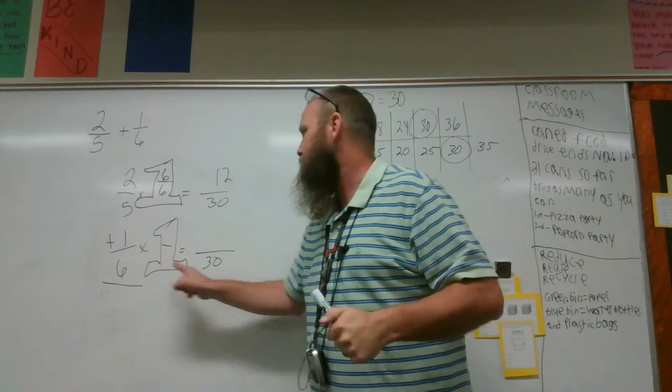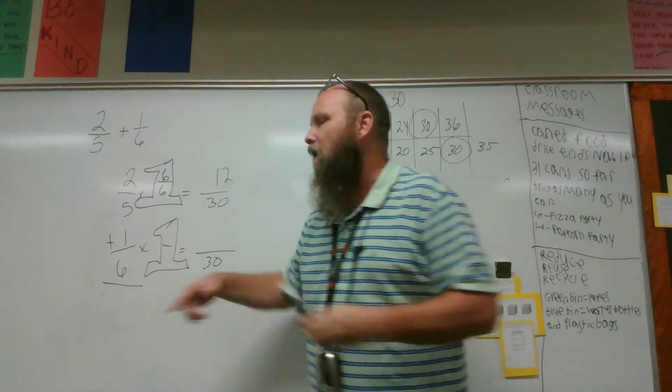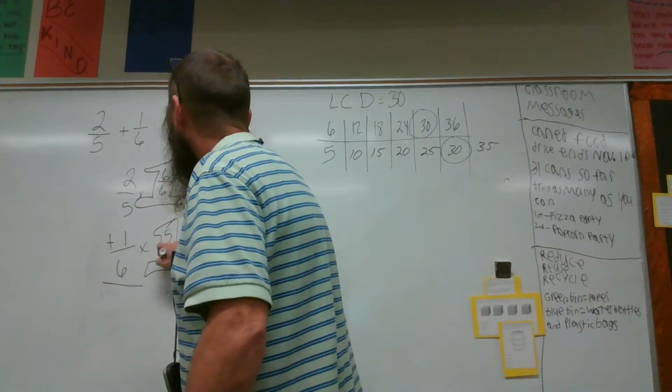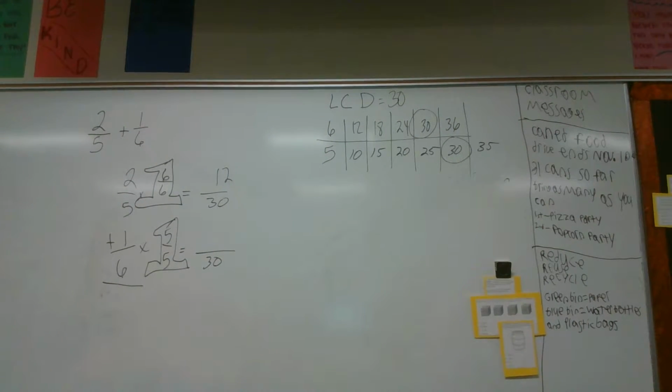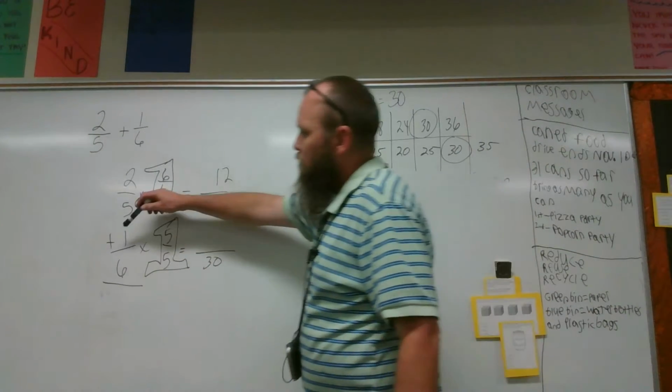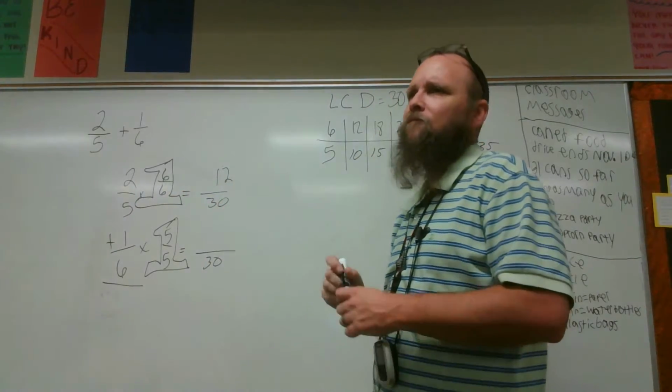6 times 6 does not give me 30. 5. Good. 5/5. Even though he's not paying attention, he pulls it out. Rocking it. Ethan, my numerator. I multiply straight across. So 1 times 5 is?